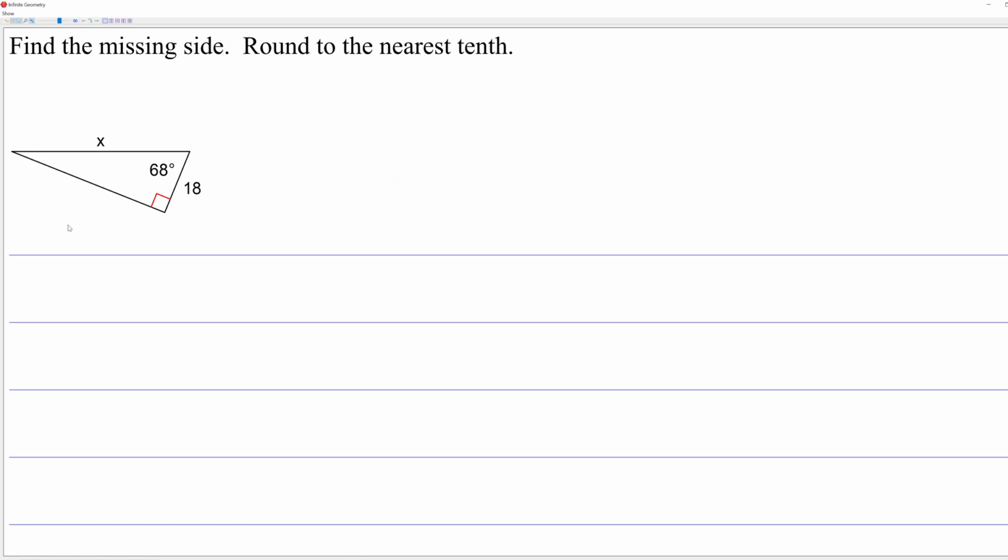So this is almost exactly the same thing. We have an angle. We just have to name the sides. X is the hypotenuse. It's across from the 90 degree angle. 18 is the adjacent side because it's next to the angle and it's not the hypotenuse. So we have an angle, the adjacent, the hypotenuse, which means we need to use the cosine function. So the cosine of 68 degrees is 18 over x. Solve this equation and you're done. Let's move on.